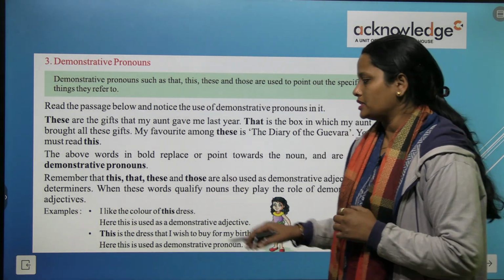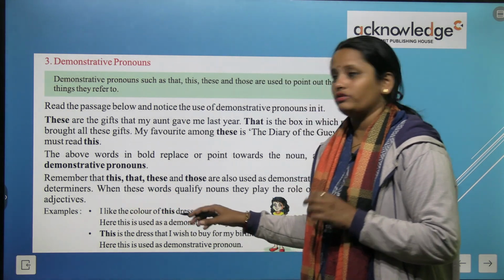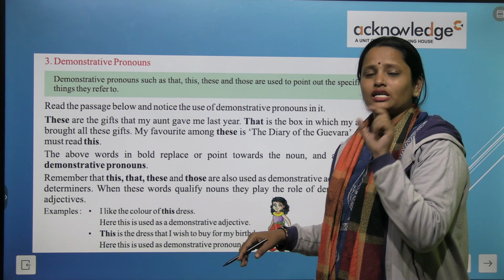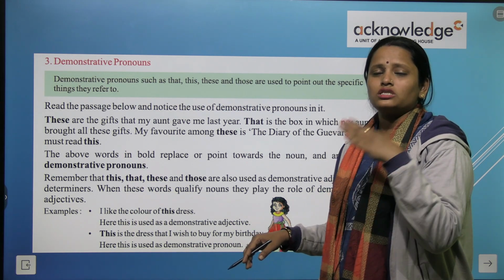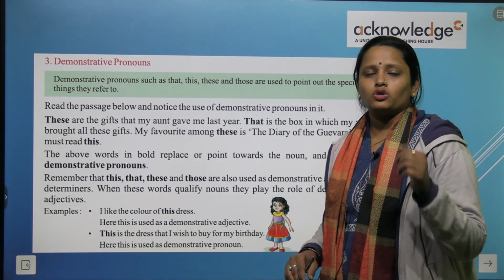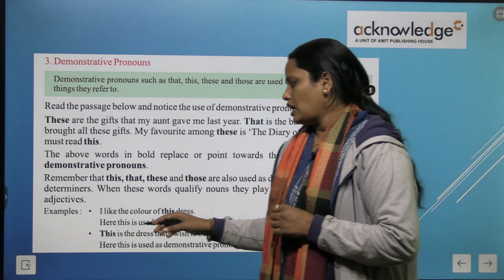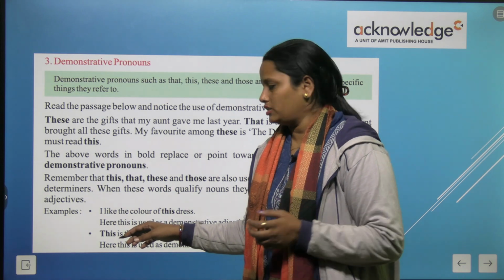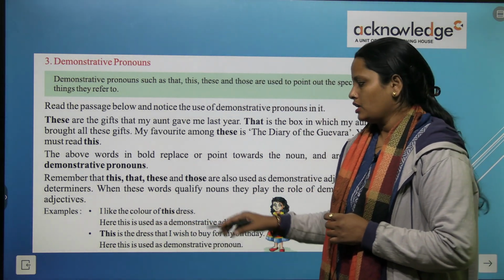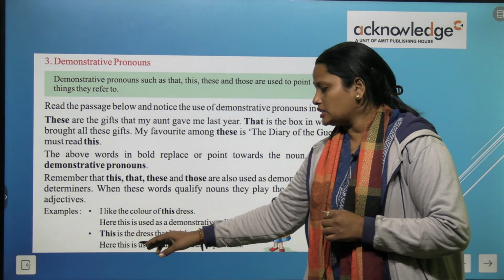अब आप देखोगे जब आप इस सेंटेंस को ध्यान से देखते हैं, I like the color of this dress, तो this के बाद dress word लिखा है, इसका मतलब dress एक noun है. तो जब भी noun से पहले this, that, these, those आए तो adjective की बात हो रही है, demonstrative adjective की बात हो रही है. अब let's look at another example. This is the dress that I wish to buy for my birthday. So अब यहाँ पे this is the dress.